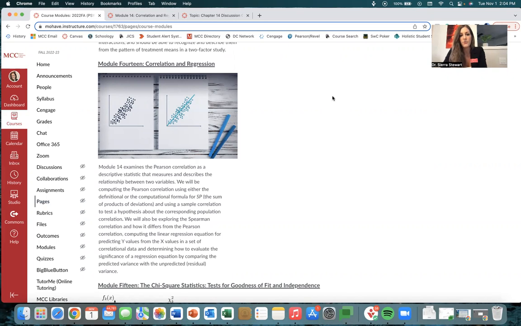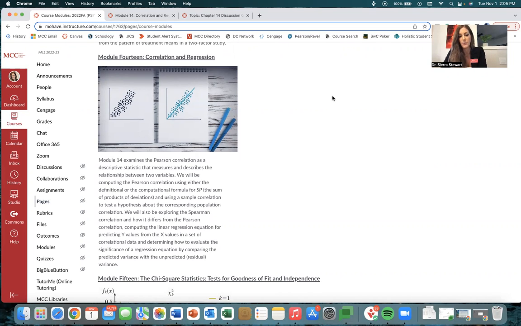I think Module 14, which covers correlation and regression, is going to be hopefully a little bit more familiar. A lot of people, especially if you took Psych 101, are more familiar with correlations. So we're going to be going over what a Pearson correlation is and how to use that. So I thought we'd just click in here and get going on it.